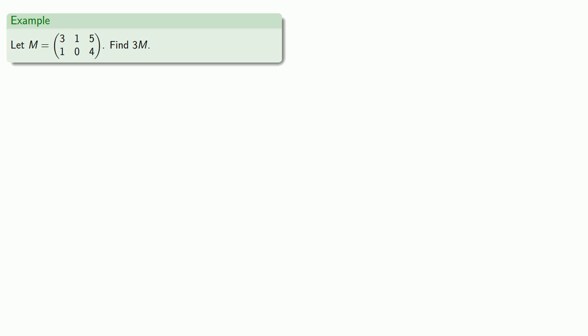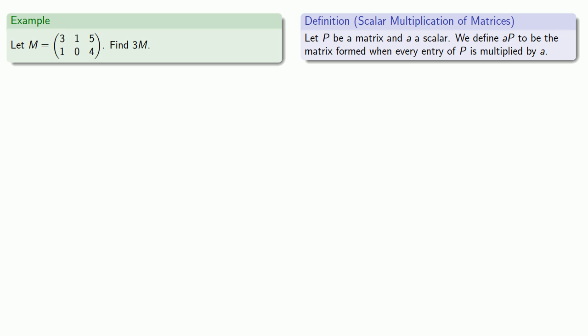So, for example, if I have the matrix 3, 1, 5, 1, 0, 4, I can find 3M by multiplying every entry of the matrix by 3. So my first row, I'm going to take every entry and multiply it by 3. And likewise for my second row, I'll take every entry and multiply it by 3.